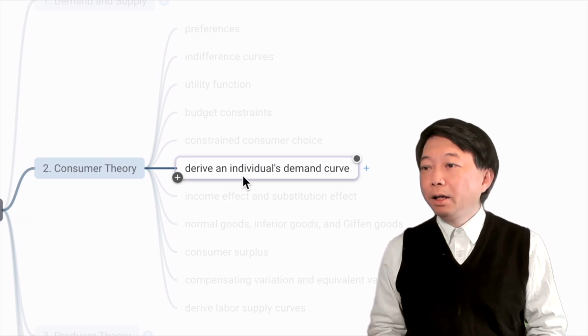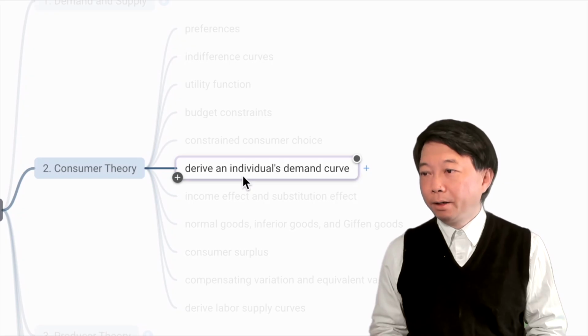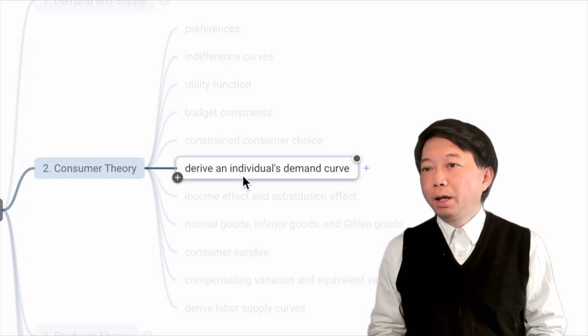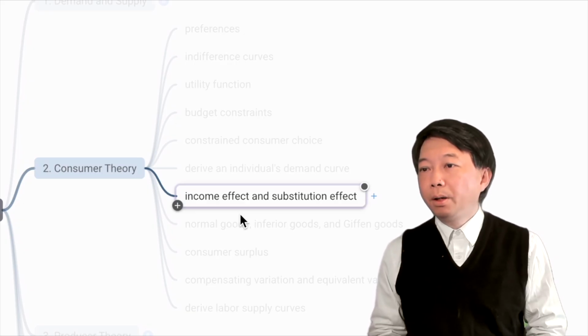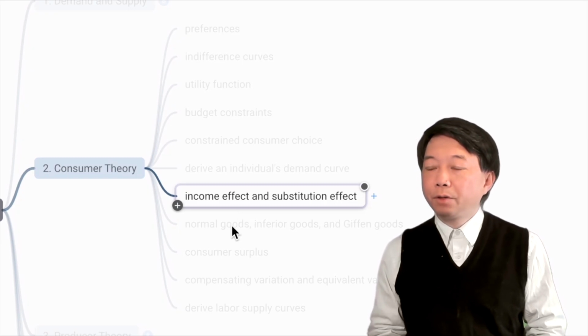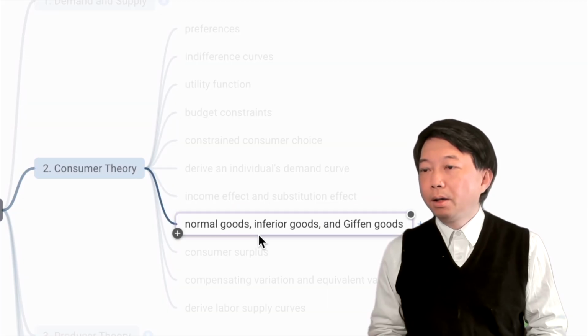The demand curve illustrates how the demand for goods changes in response to a change in its price, while keeping other factors constant. The price change has 2 effects on its demand: the income effect and the substitution effect. We will learn how to decompose these effects mathematically and graphically. We will also define concepts such as normal goods, inferior goods, and Giffen goods.